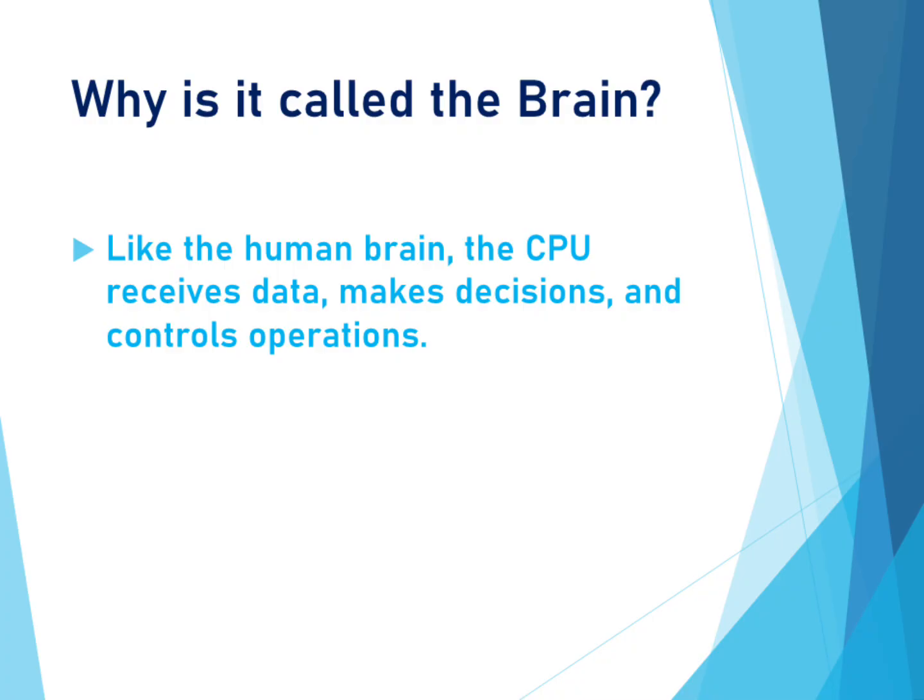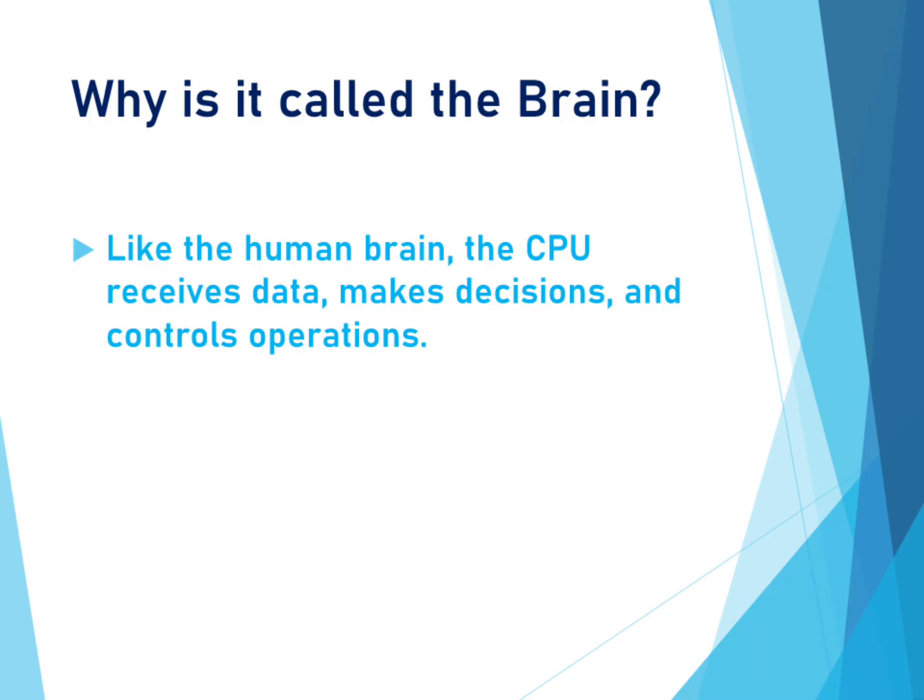Why is the CPU called the brain? First, think about a human brain. Our brain receives information through our senses, processes that information, makes decisions, and sends signals to different parts of our body. The CPU works in a very similar way.